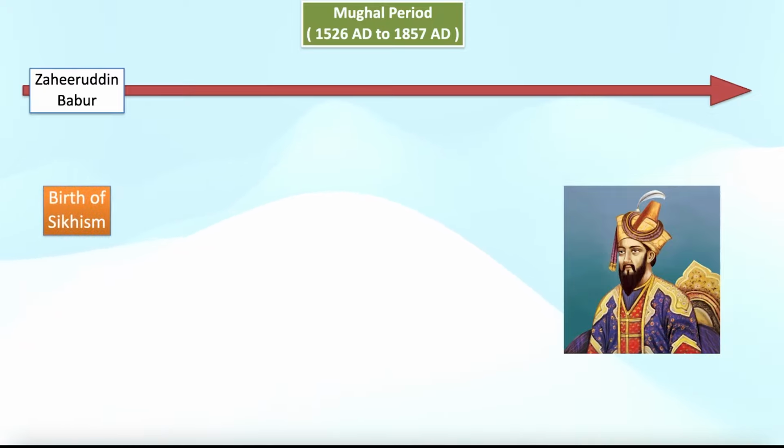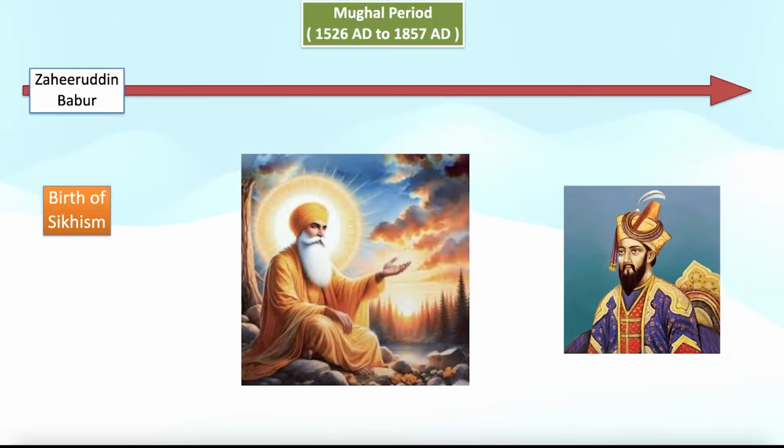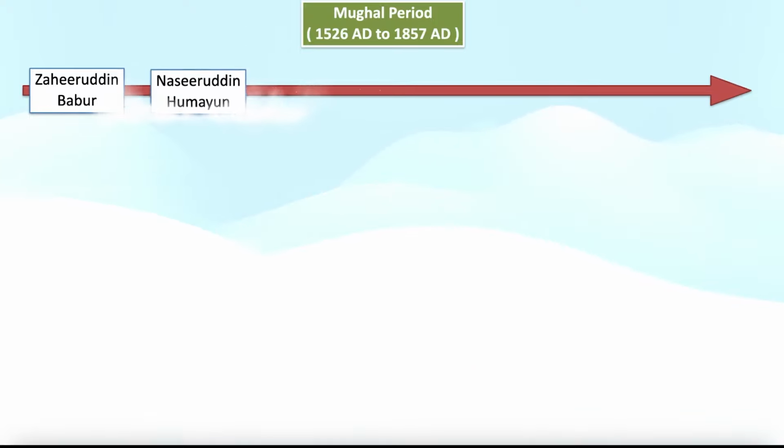As the Mughals rose, so did a new spiritual light under the leadership of Guru Nanak Dev. It was this period where the birth of Sikhism happened, particularly to preach unity and truth. This is the image of Guru Nanak Dev preaching the concept of Sikhism, the philosophy of Sikhism.